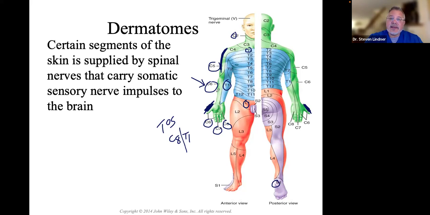How does this feel to this? It feels the same. Well, then maybe this whole thing is less. Well, let's compare this one to this one, to C7. So I'll say, okay, how does the thumb feel to the middle digit? And they'll say, oh, this feels less than this.